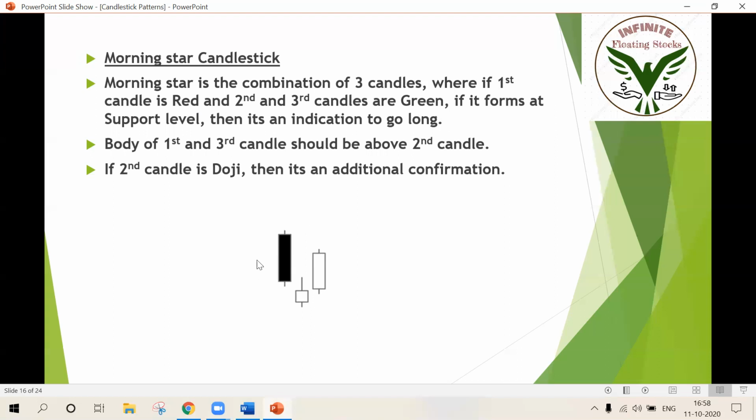I repeat, morning star is a combination of three candles where the first candle is red, the second candle is green, and the third candle is green. If it forms at support level, it's an indication to go long. This is how the pattern looks. The body of the first and third candles should be above the second candle. Look at the diagram carefully.